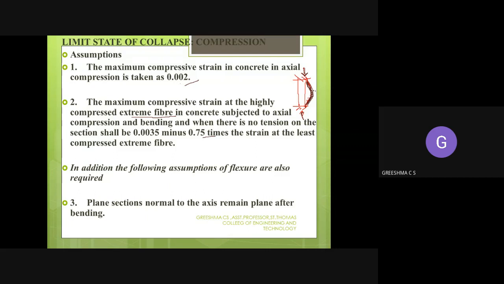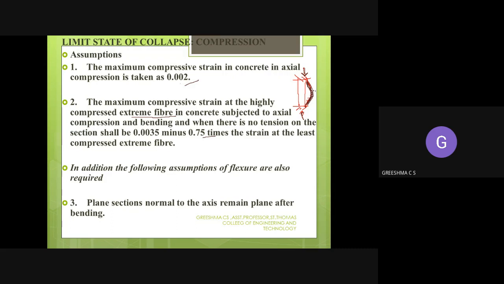In addition to this, there are some more assumptions similar to the ones we have studied for the limit state of collapse in flexure and for other limit states. First, a plane section normal to the axis remains plane after bending. That means you are taking an elastic condition here. What do you mean by elastic condition?